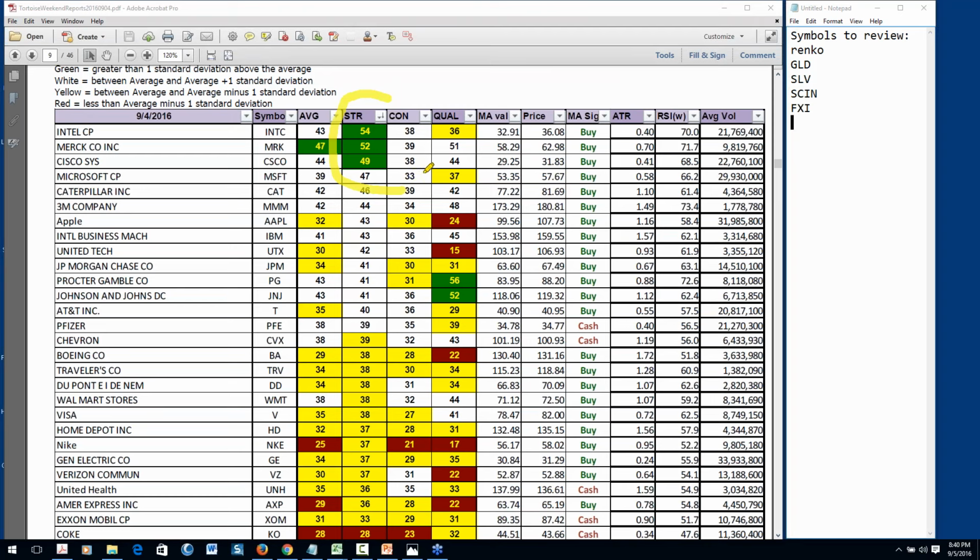This strength and consistency of green and white here among the Dow 30, Cisco, Merck, and Intel all look interesting to me. What makes that even doubly interesting was the fact that on the previous chart we'd seen that technology, XLK, was doing well. So the whole tech sector is doing well, and now Intel and Cisco and even Microsoft, for that matter, are near the top. So I'm going to add Microsoft to that as well.